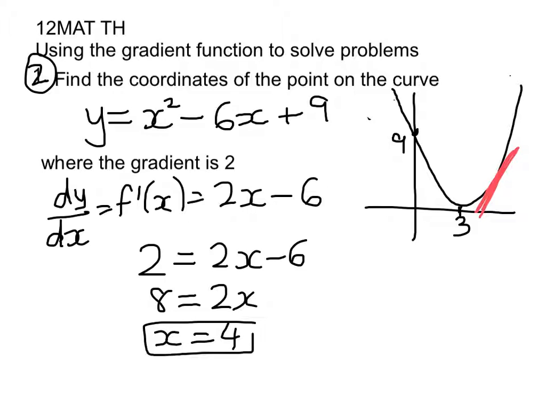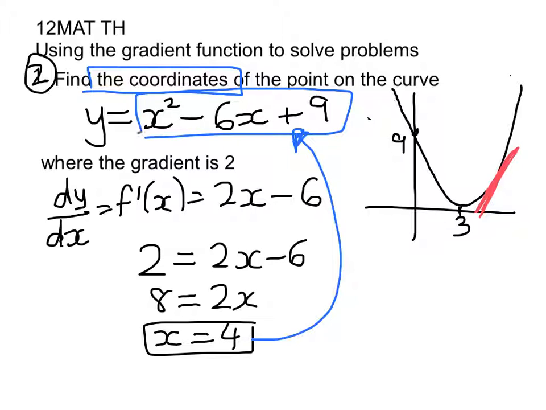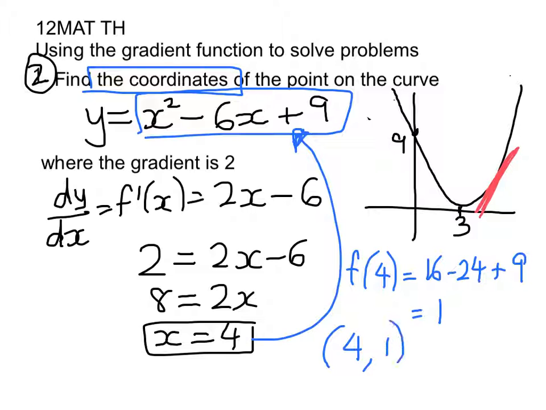So that's the first part done, but I need to find the coordinates of the point. Even if it just said the point, a point always means an x value and a y value. So what I have to do now is to substitute x equals 4 into this equation. So we write that as f of 4 equals 16 minus 24 plus 9, which gives me 1. So the coordinates of the point are 4, 1. Alright, so that's the second kind of problem.